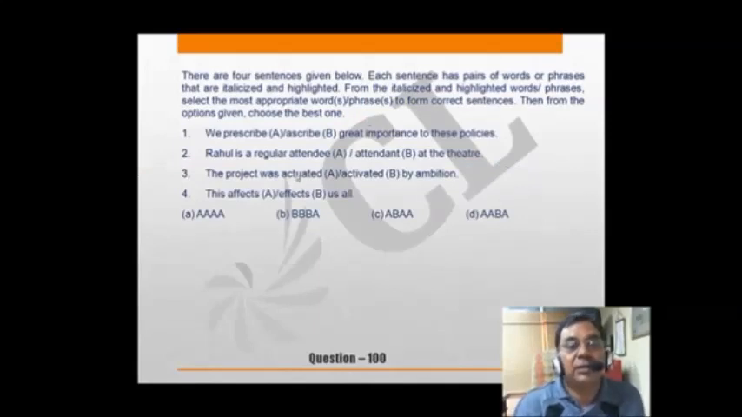Last. We ascribe great importance to these. B. B says starting only one. I'll mark this as the answer.